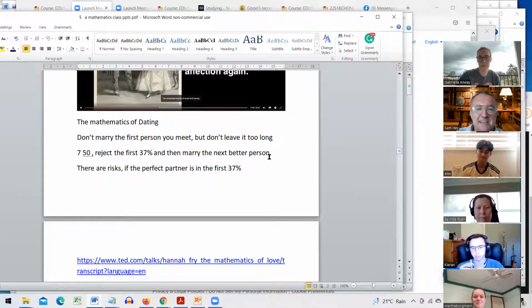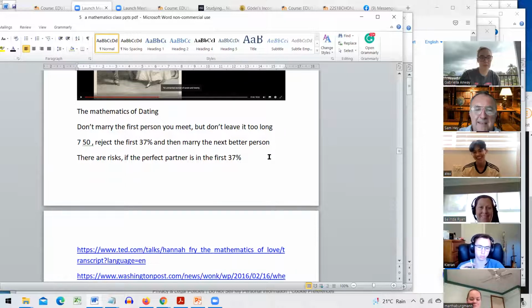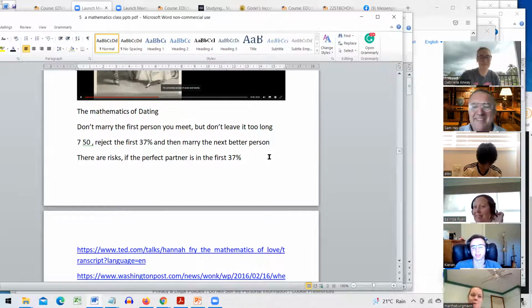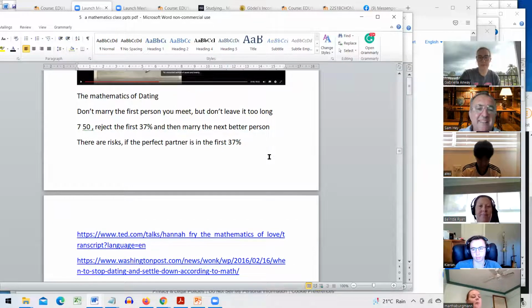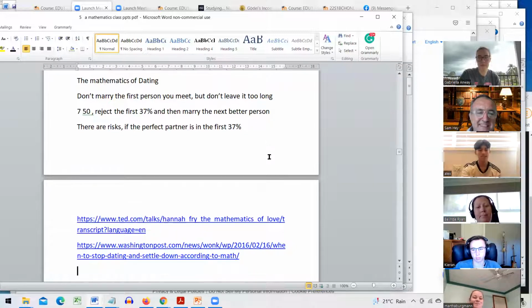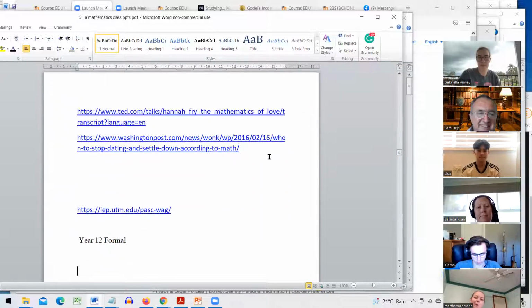So the mathematics of dating says that you shouldn't marry the first person you meet, but you shouldn't leave it too long. And the ideal time is when you reject the first 37% of people and then marry the next best person after the 37%. The weakness of this is that if your perfect match was in the first 37%, you've missed it. And if it's the last person you meet out of the people you meet, then you miss it as well. But statistical studies have shown that there is a system to apply there.